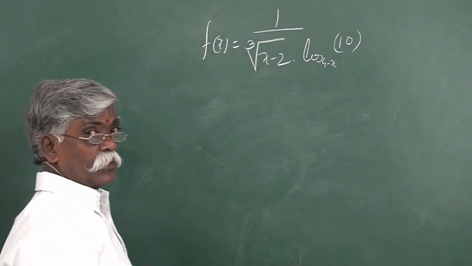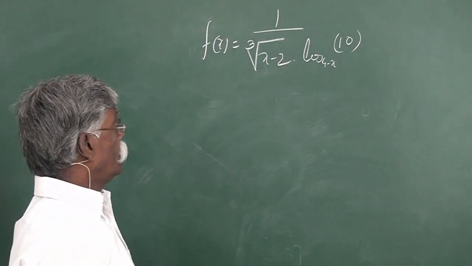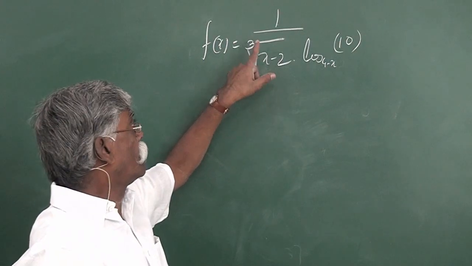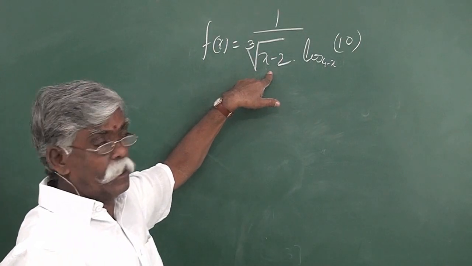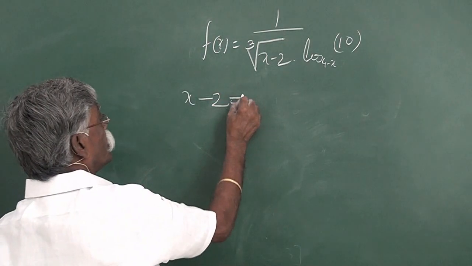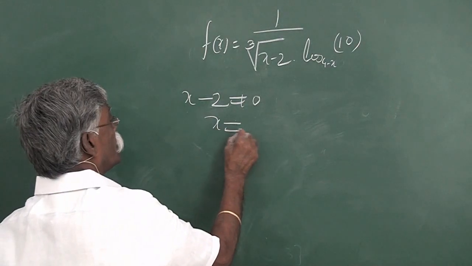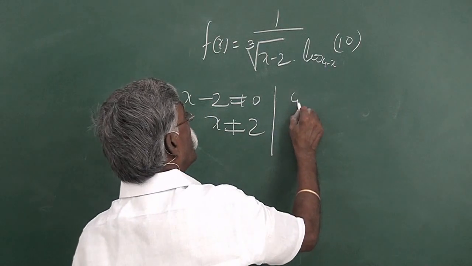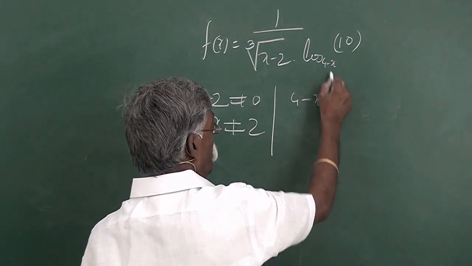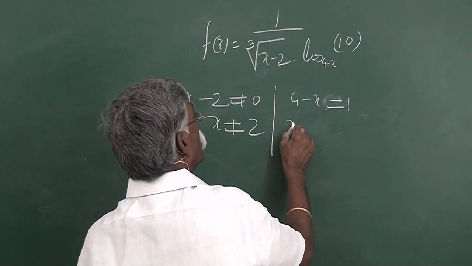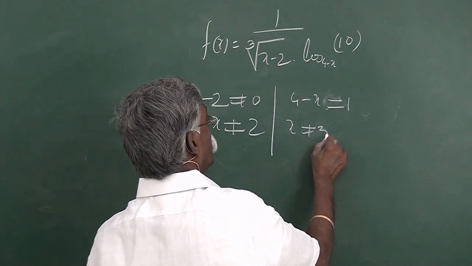x minus 2 is inside the cube root. Inside value of a cube root may be positive or negative. Because it is in the denominator, it cannot be 0. Therefore, the first condition is x minus 2 not equal to 0. That means x is not equal to 2. The second one, 4 minus x, it is in the base of the logarithm. Therefore, 4 minus x is not equal to 1 and x is not equal to 3.